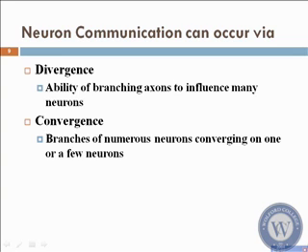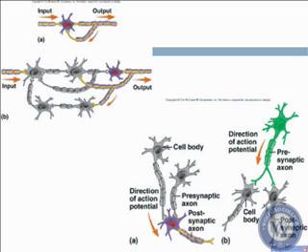Divergence is the ability for the actual branching axons to influence many different neurons. So in other words, the signal is diverted into many neurons. Or convergence means that you're taking lots of different information and converging it to one neuron. And so the brain has the capacity of doing both.